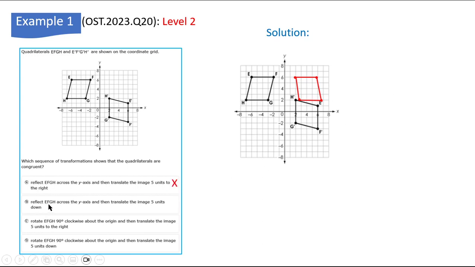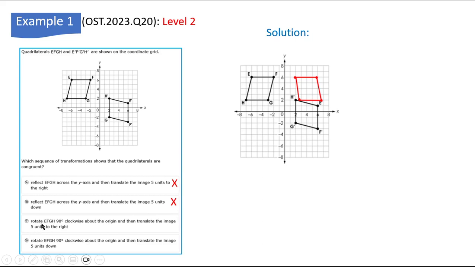Now reflect EFGH across the y-axis, which we did, then translate the image 5 units down. When you translate this down, this will not match this for sure. This is parallel to the x-axis. This is not. So that's also not a good option. Now we have two options.